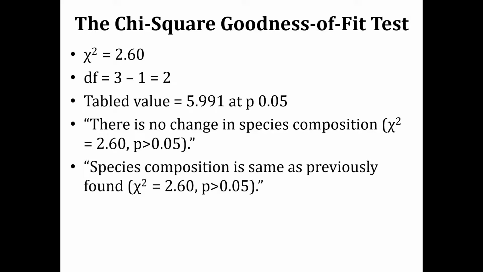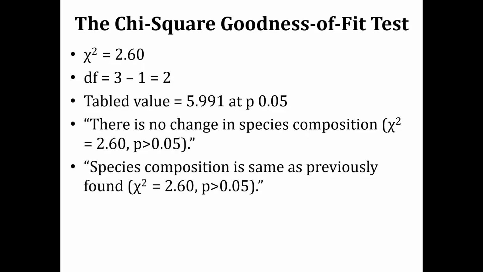The next step is that we have to check whether this chi-square value is significant or not. So degree of freedom in this case is 2 because there were 3 classes, so 3 minus 1 is 2. The table value that we checked from the chi-square distribution table is 5.991 at probability of 0.05 and degree of freedom 2. So which one is greater, our table value or our calculated value? Our calculated value is less than the table value. Therefore, we have to accept the null hypothesis.